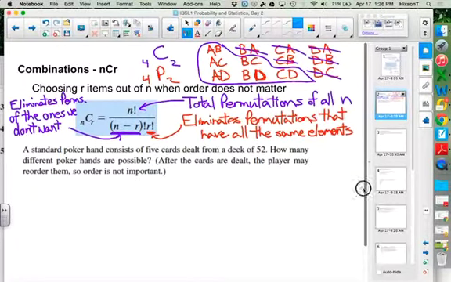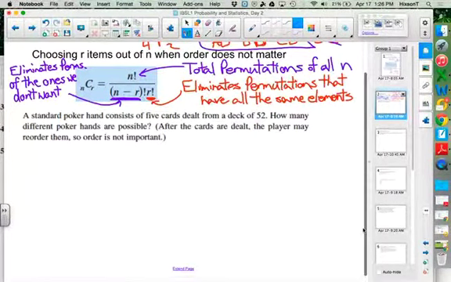Let's take a look at an example of a basic combination problem, and then we're going to put some stuff together. So here we have a standard poker hand. You could name any kind of card game, doesn't matter. It consists of 5 cards dealt from a deck of 52. How many different poker hands are possible? And after the cards are dealt, the player can reorder them, so the order in this case doesn't matter.